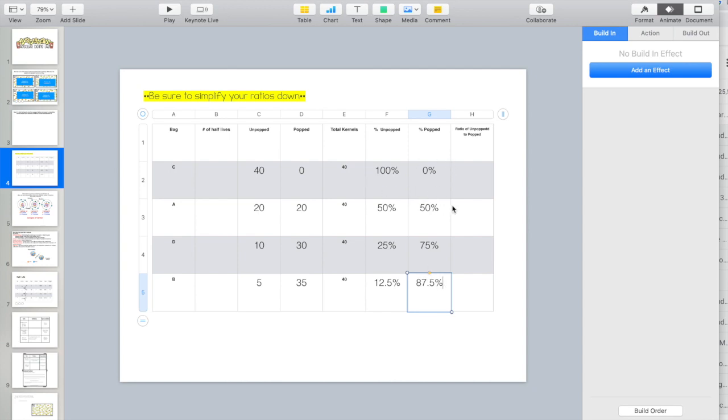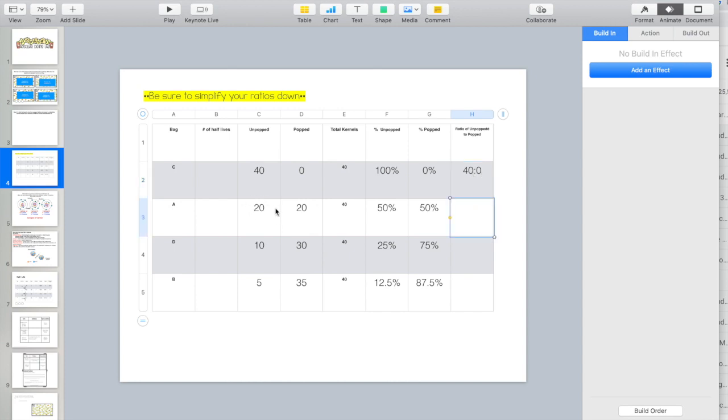All of these percentages added together equal 100%, which in this case, our 100% is 40 out of 40. Now we have to identify the ratio, okay? So you're going to be looking at unpopped to popped. So we have 40 unpopped and 0 popped. So our ratio is 40 to 0. You must simplify your ratios down according to the directions up here. 40 to 0 is actually in simplest form, so we leave it as is.